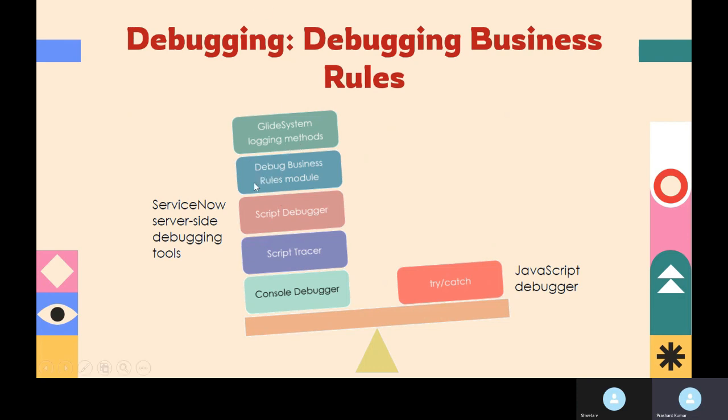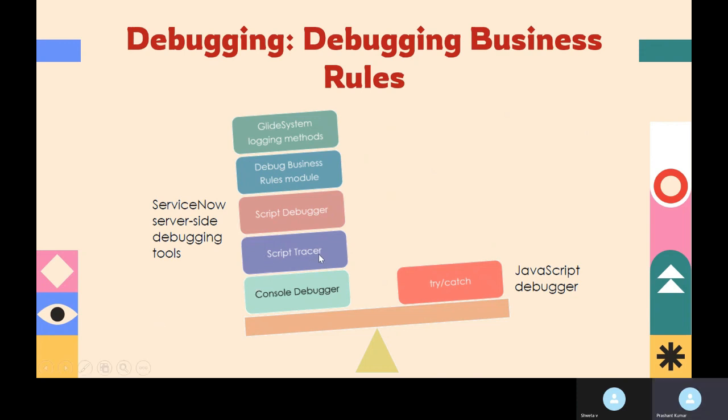We also have the debug business rule module, where we can see our business rule executions while we are executing our script. And we do have a script debugger, which is the script debugging we do in our scripting itself, where we can debug our script and see what all errors we are getting.